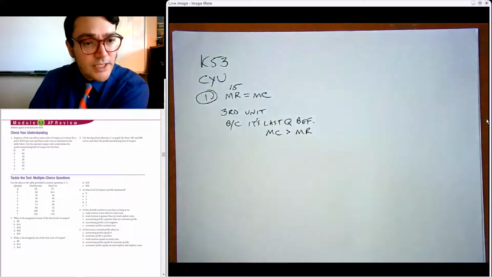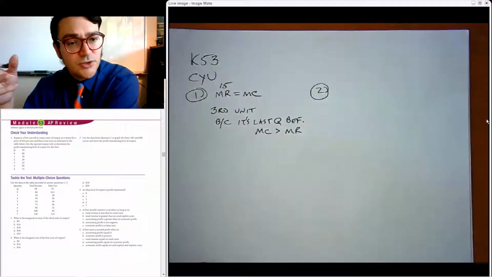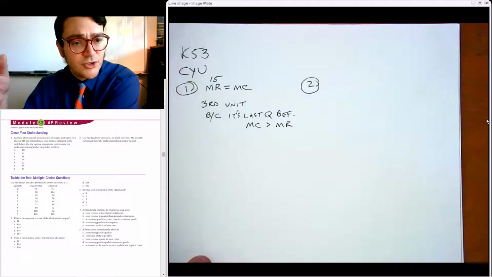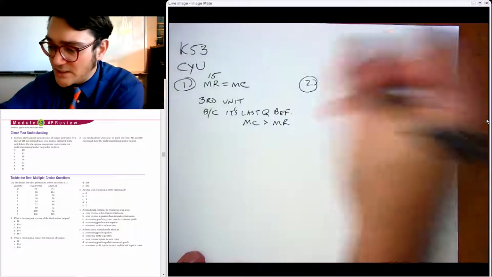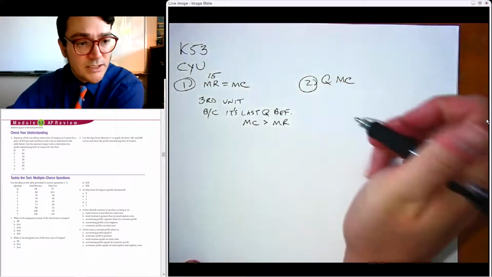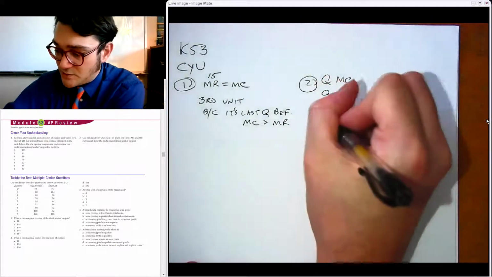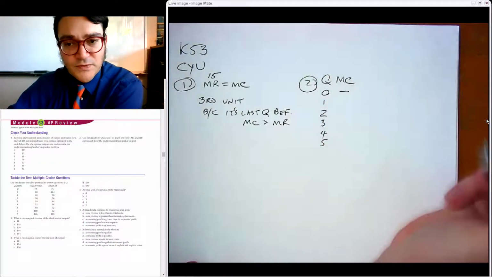Okay, now we're going to take a look at number 2. Number 2 says, use the data to graph the firm's MC and MR curves and show the profit maximizing level of output. So I probably should have sat down and done the marginal cost. So let's go ahead and do that now, quantity and marginal cost. And so they go up to 5, 0, 1, 2, 3, 4, 5. There isn't one for the 0th unit.